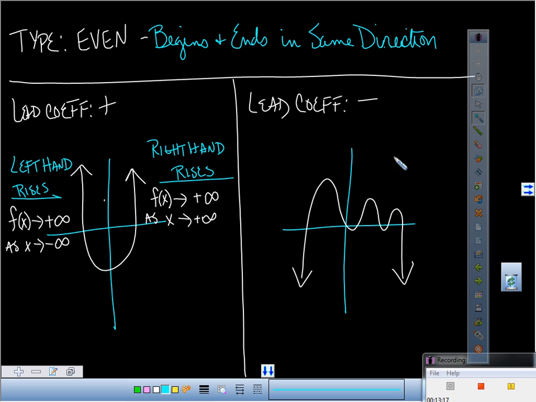Okay, so, uh-oh, not a B. Right hand behavior. Very good. Right hand behavior falls. What about the left hand behavior? He falls too.